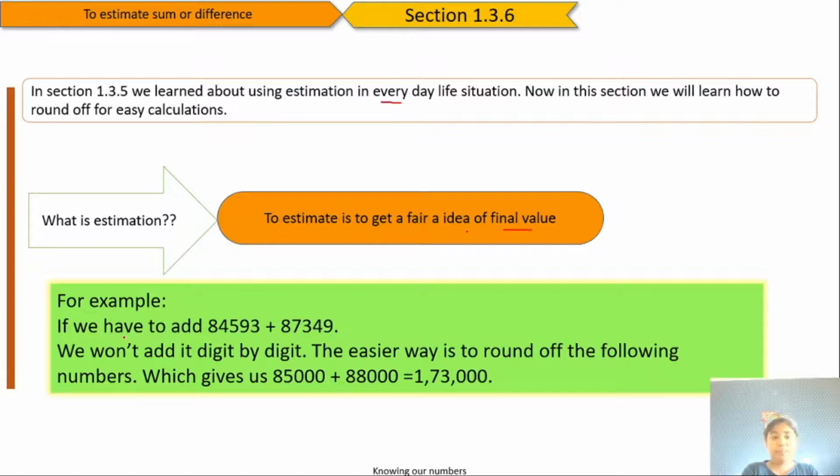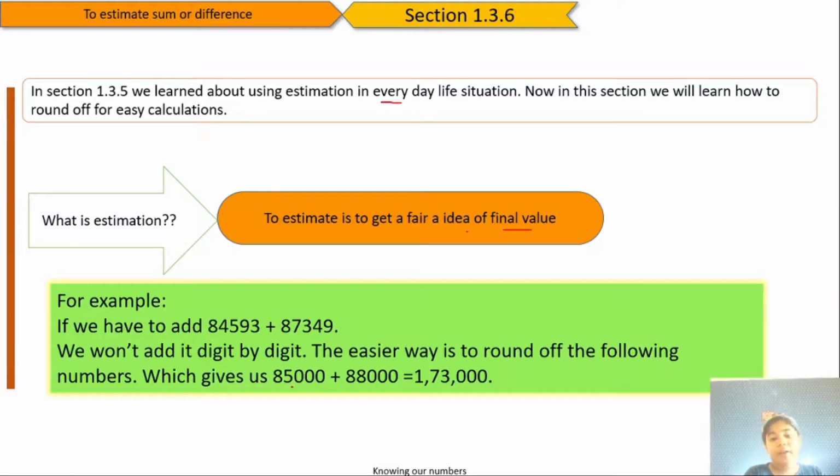For example, if we need to add 84,593 plus 87,349, we won't be able to add it digit by digit. Sometimes in life we have situations where we don't have our calculator handy or our phone. So what do we do? We make our calculations easy.